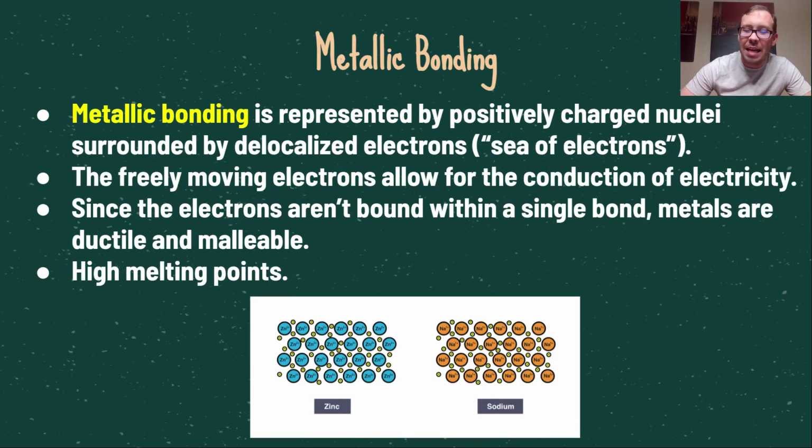Let's talk briefly about metallic solids, and we've discussed this previously, but metallic bonding is represented by positively charged nuclei that are surrounded by delocalized electrons. A term for this is sea of electrons. Now, these electrons are free-flowing, which allows for the conduction of electricity. And since the electrons are not bound within bonds like covalent or ionic bonds are, the metals are ductile and malleable, and those electrons are able to freely move within the metallic solid. Additionally, these also have high melting points as well.